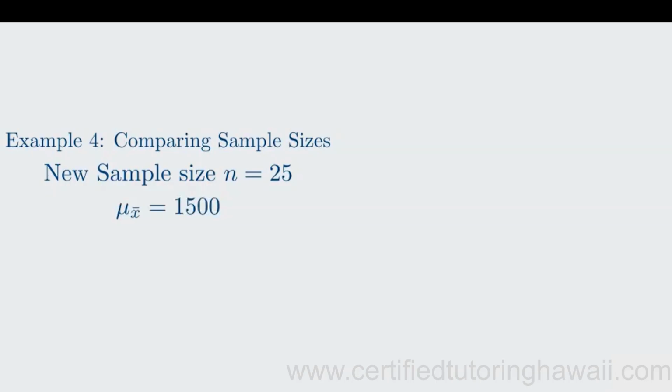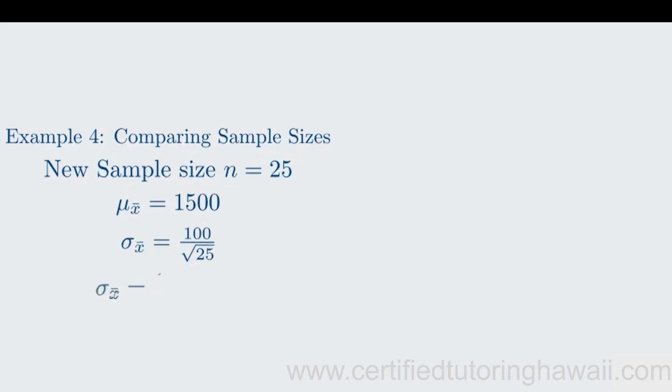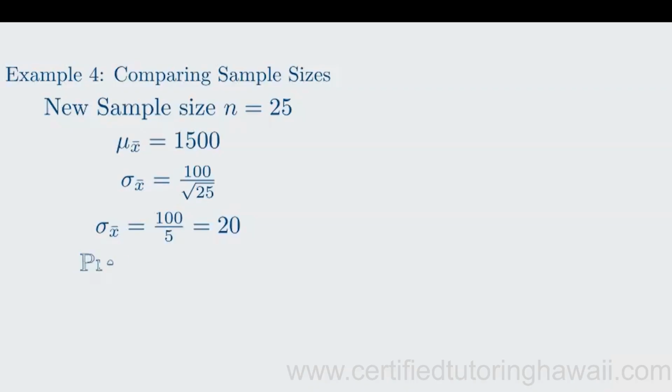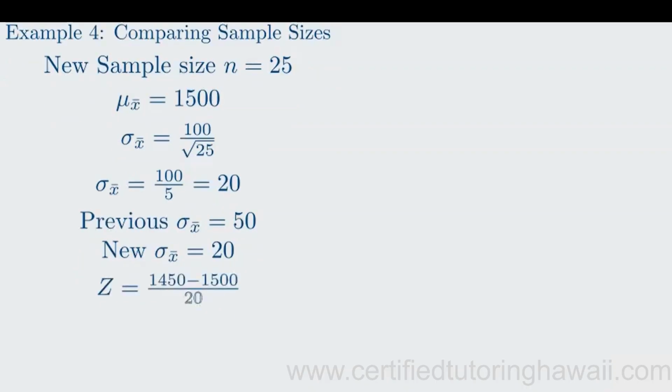Let's contrast that last result with a larger sample size to see the impact of the square root of n. Suppose we increase our sample size from 4 light bulbs to 25 light bulbs. How does this change the probability of the mean lifespan being less than 1,450 hours? Remember, our population parameters remain the same. The mean is 1,500 and the population standard deviation is 100. The mean of our sampling distribution is still 1,500, but look at the new standard deviation of the sampling distribution. 100 divided by 5 equals 20. The previous standard deviation was 50, but the new standard deviation is only 20. The spread has shrunk significantly.